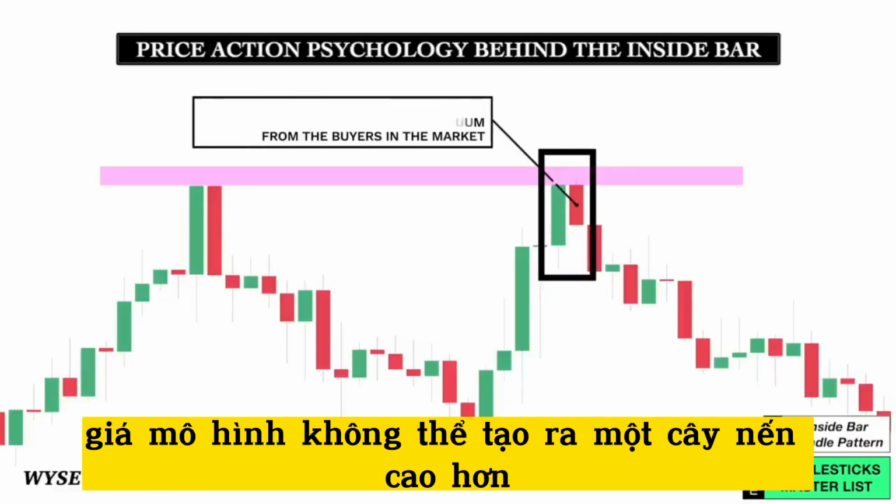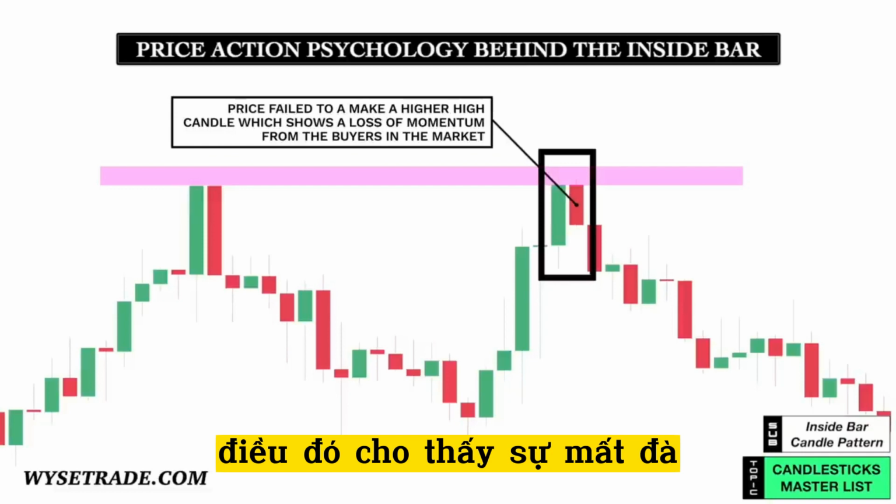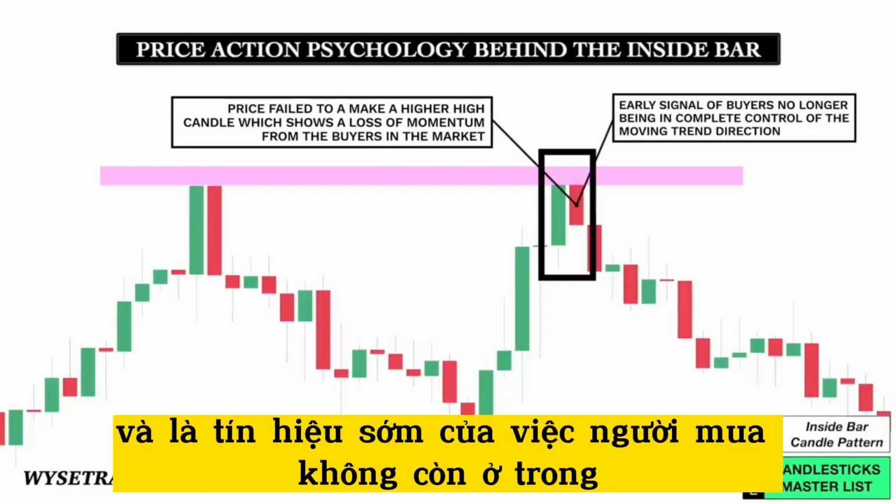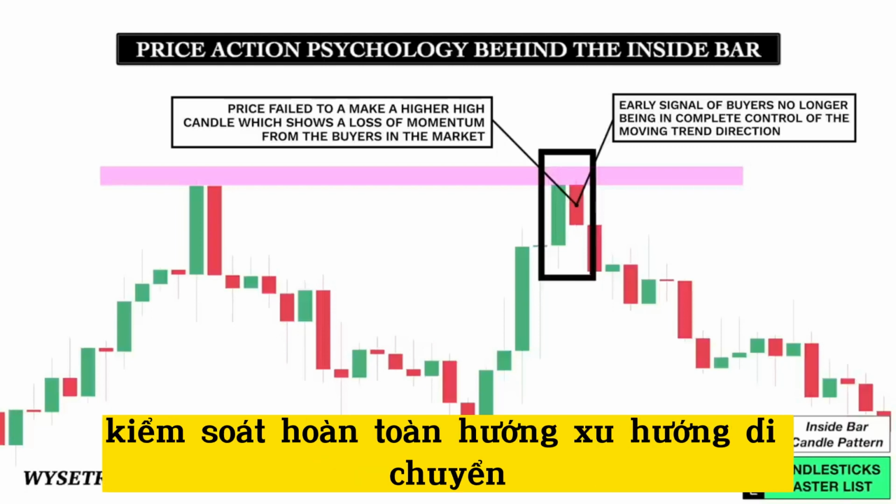Price failed to make a higher high candle, which shows a loss of momentum from the buyers in the market and is an early signal of buyers no longer being in complete control of the moving trend direction.